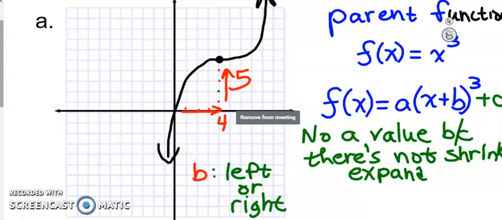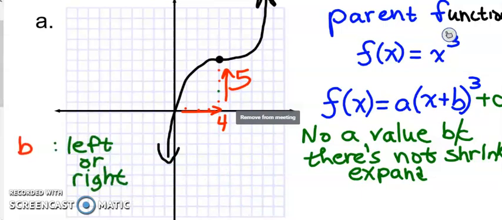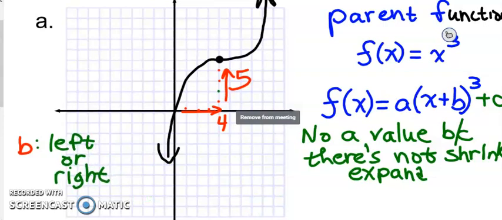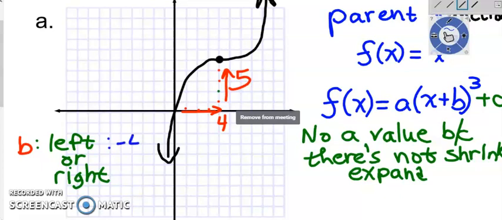Okay, and we also know when it comes to B that it goes opposite of what you think. So if it is a 4 and it goes to the right, normally you would think, okay, that's plus 4. But remember, it's opposite of what you think. So if you go to the right, that normally is a positive 4, but because it's opposite, that means B is going to be a negative 4.